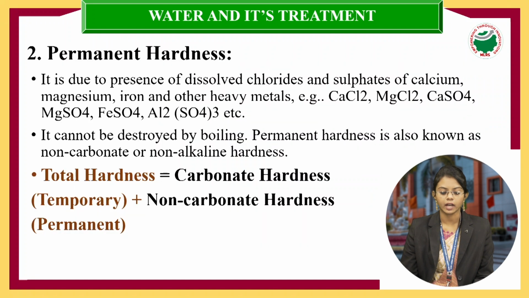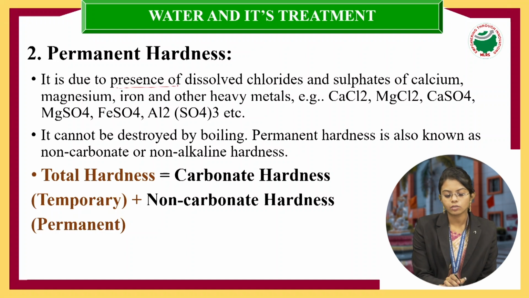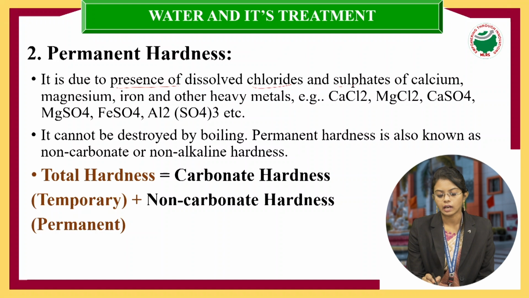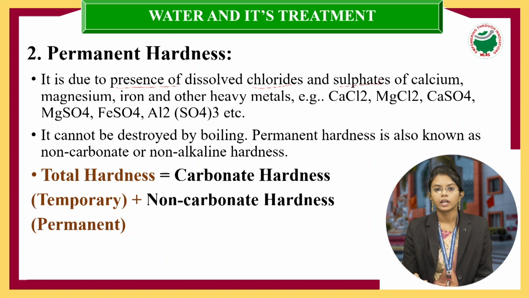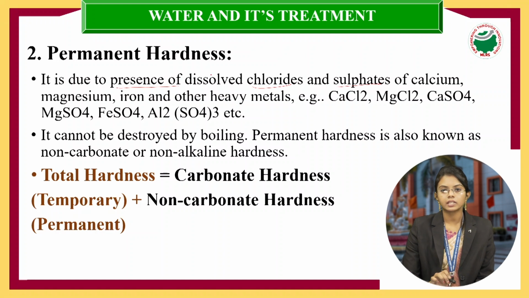Now we have the other type of hardness, that is permanent hardness. Permanent hardness means, from the word, that we cannot remove this type of hardness even by boiling. Why is permanent hardness caused? It is due to the presence of dissolved chlorides and sulfides of calcium and magnesium. If you see chlorides and sulfides of magnesium or calcium, then you can simply say it is permanent hardness. It cannot be destroyed by boiling. Permanent hardness we also call non-carbonate or non-alkaline hardness.